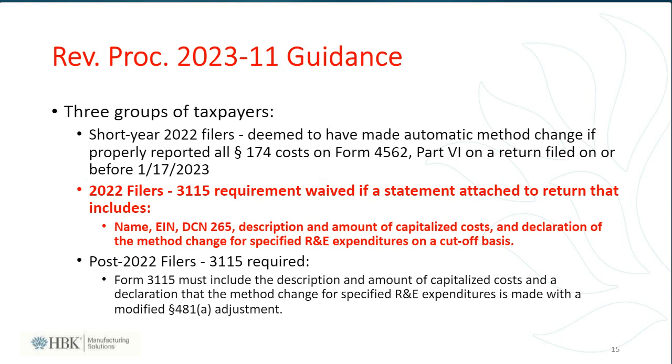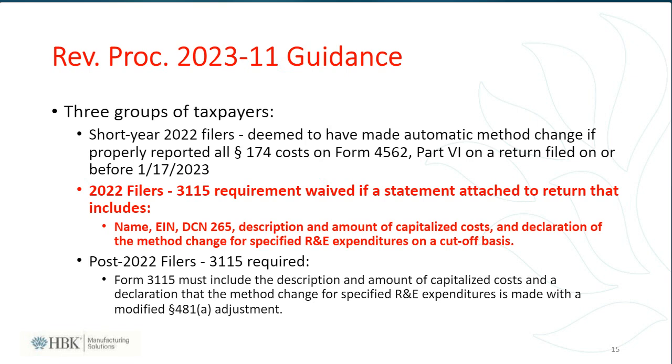You're going to change in 2022, and you're going to attach a statement to your tax return that gives the name and EIN and change number 265, the description of the tax costs that you're capitalizing, and a declaration of the method change for those R&D expenditures on that cutoff basis like I just mentioned. So all we're dealing with are the 2022 expenses. The statement also has to show the tax year and a few other things. I actually have a copy of the statement in the next two slides.